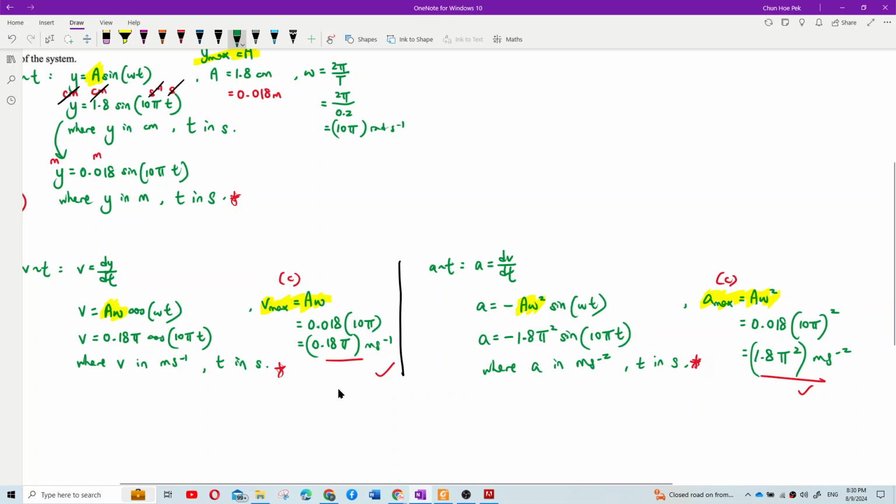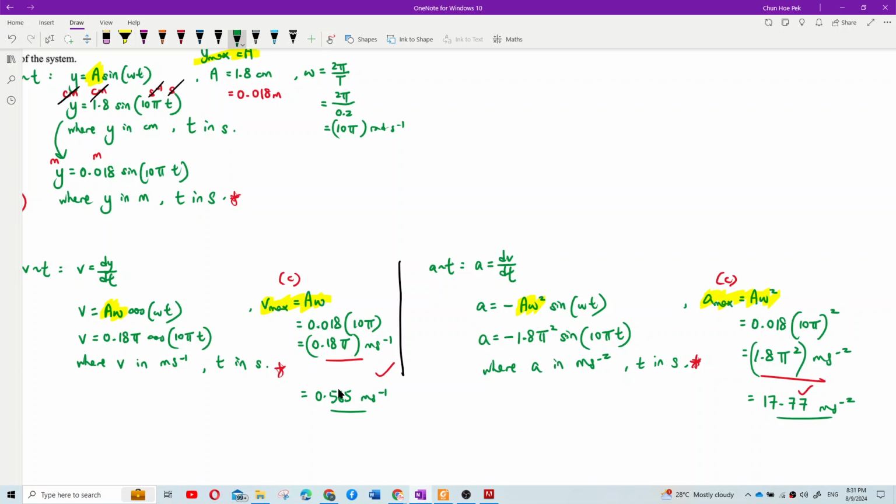So V maximum equals 0.18 times pi, which is 0.565 meter per second. How about acceleration? 1.8 times pi square, so 17.77 meter per second square.